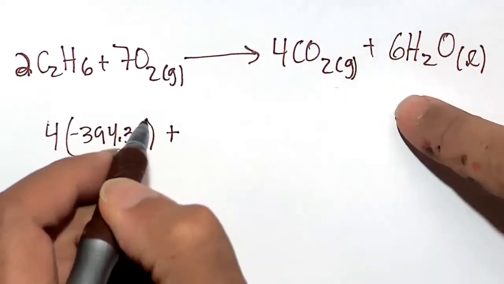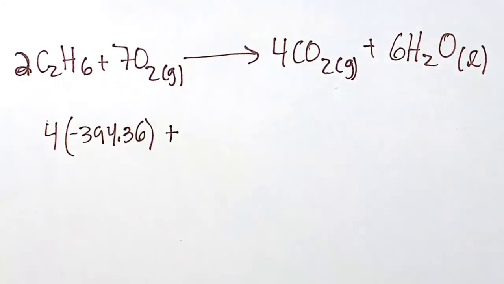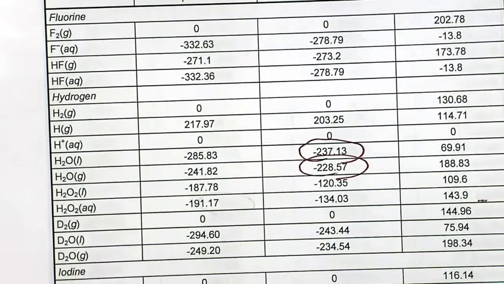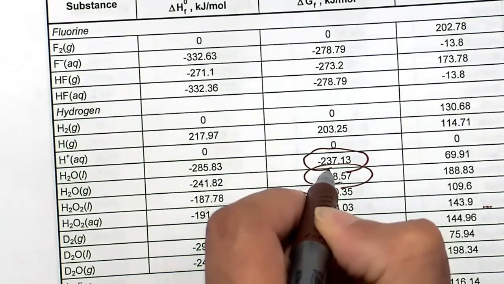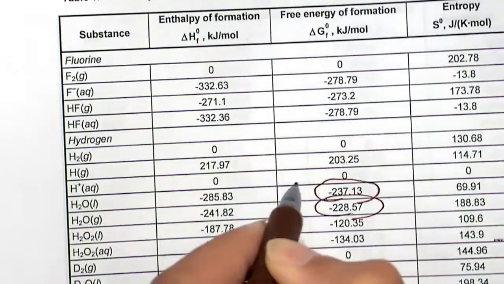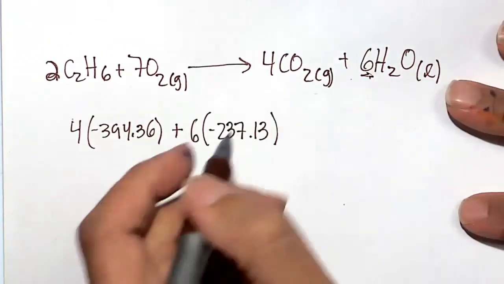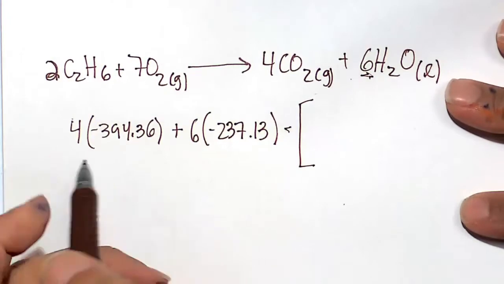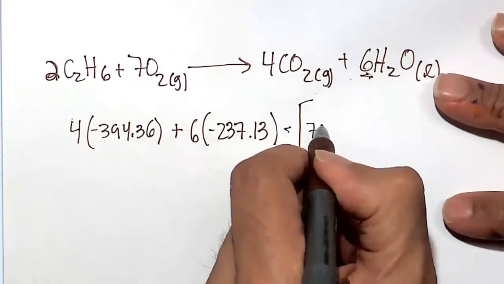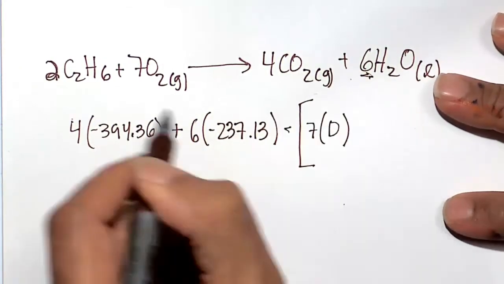Make sure you use water as a liquid, not water gas or water solid, because this is a common mistake people make, not having the right state. And here we're going to use the state of water liquid, which is minus 237.13 for our delta G. We multiply that by 6 because there's 6 of those. Units are kilojoules per mole, so we'll do that at the end. Oxygen is 7 times a 0. We can look it up and we'll see a 0 there.